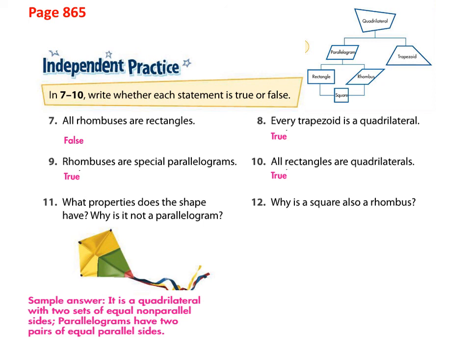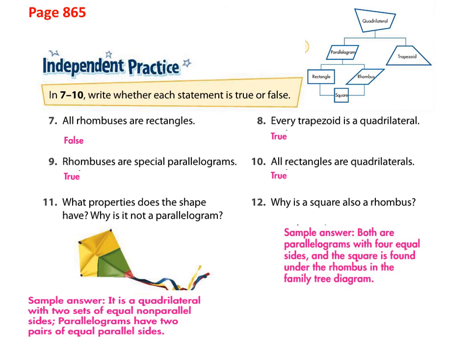Question 12. Why is a square also a rhombus? Use the family tree. Simple answer. Both are parallelograms with four equal sides, and the square is found under the rhombus in the family tree diagram.